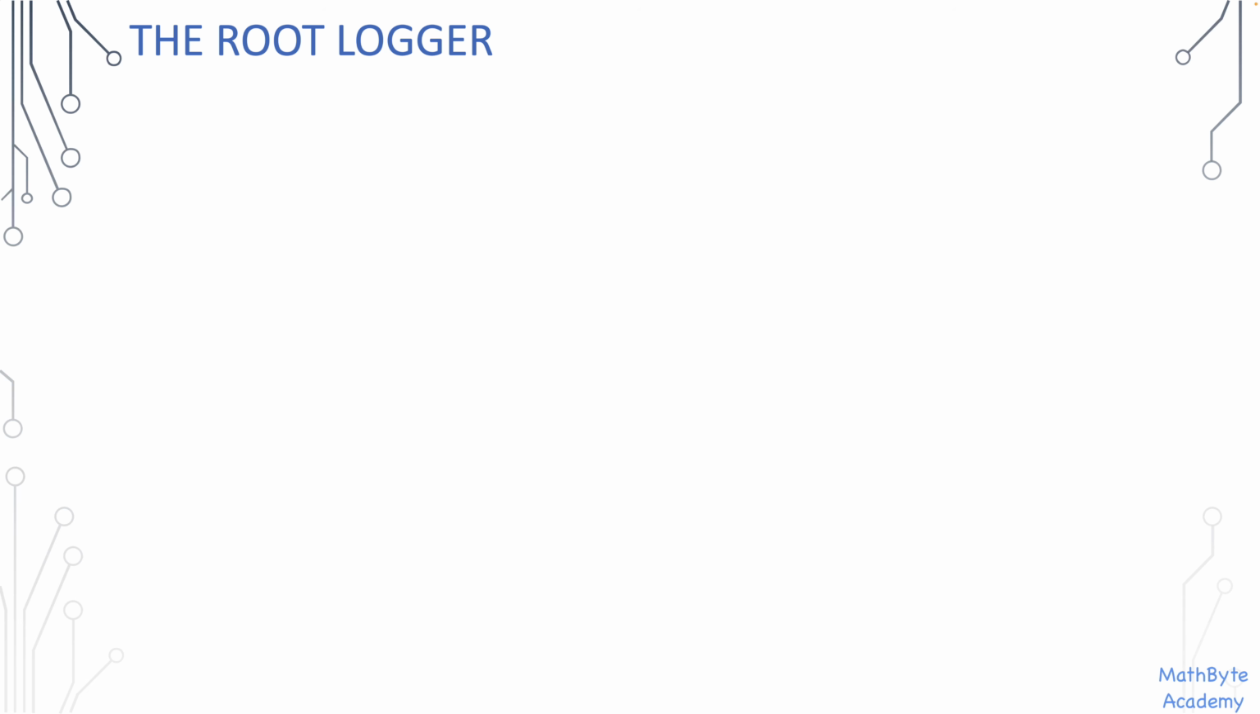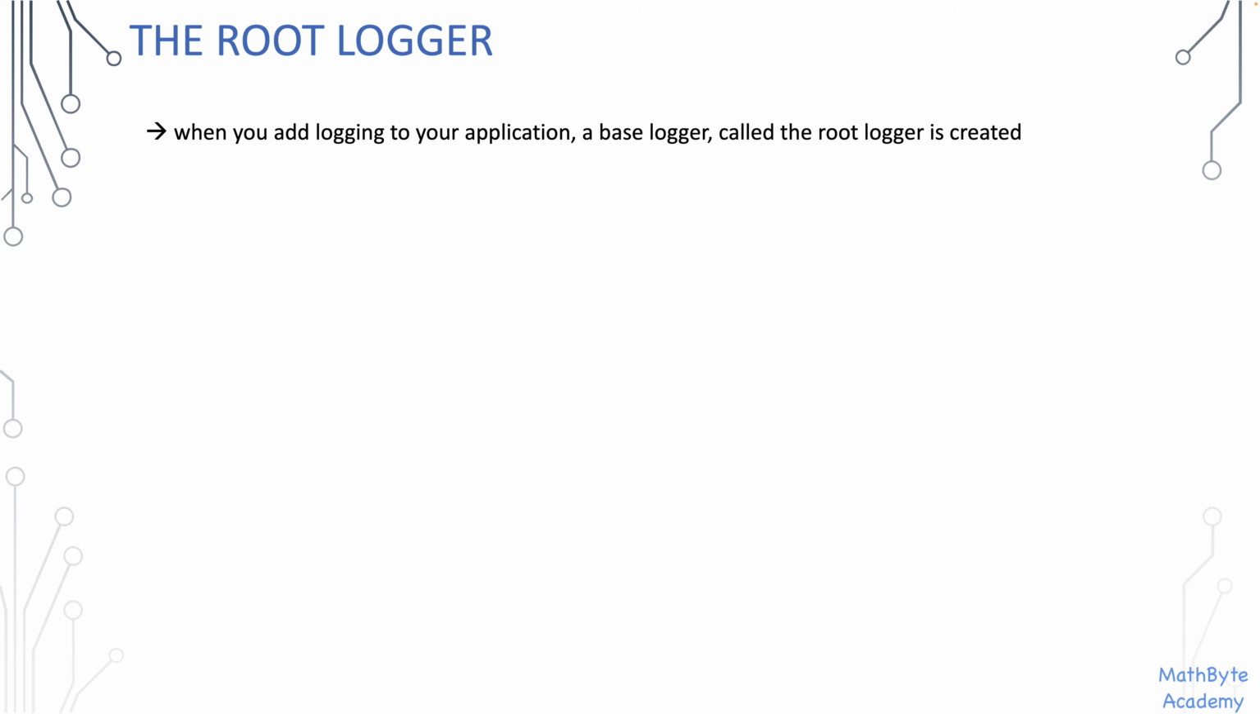As I mentioned right in the beginning, the Python logging system is extremely flexible. So let's look at this concept called the root logger. When you add logging to your application, there is always a base logger called the root logger that is created. By default, when it gets created, it has no handlers. Now, if a logger has no handlers and you send a log record to it, what is it going to do? Well, you might think nothing, but not quite. We'll see exactly what that is.